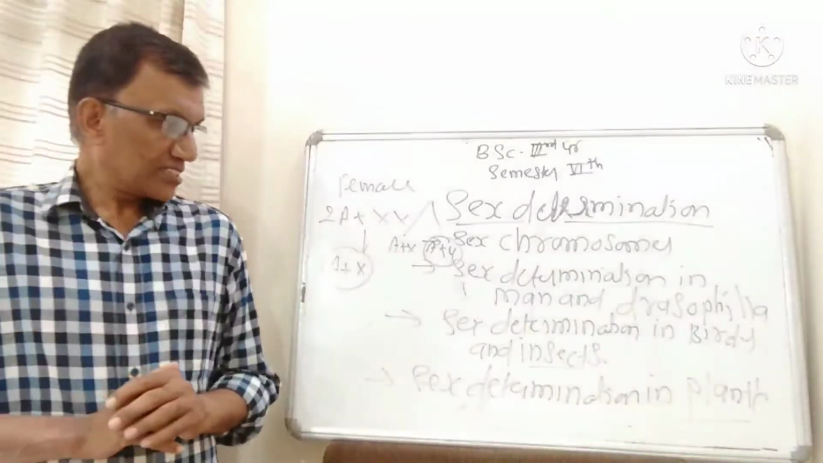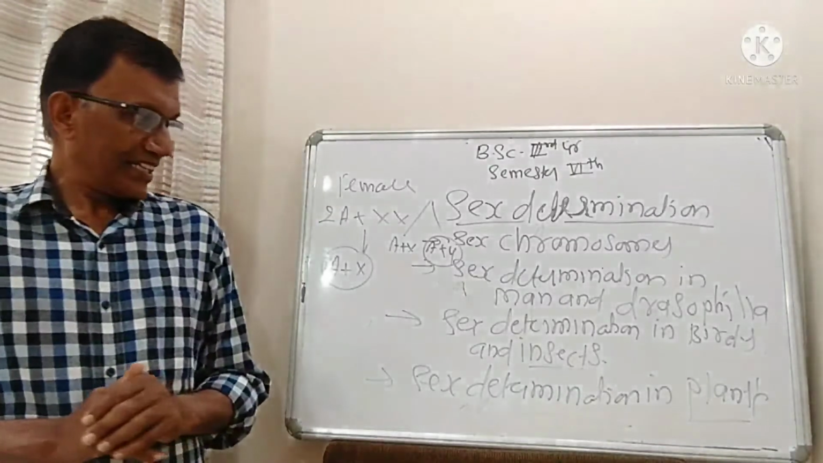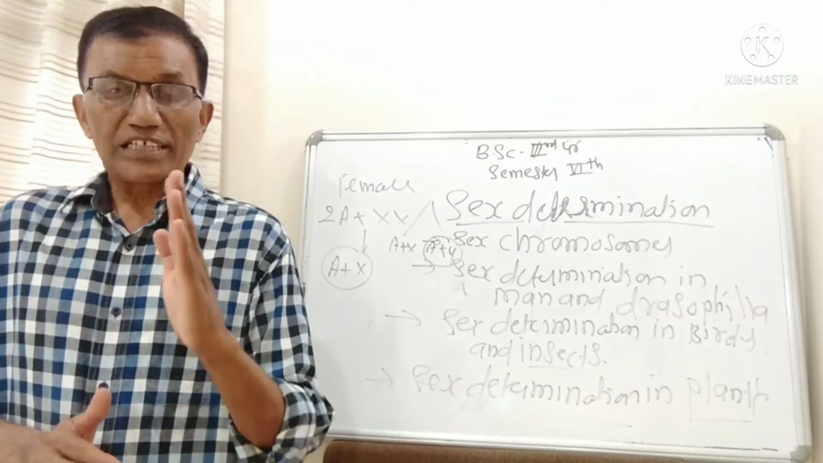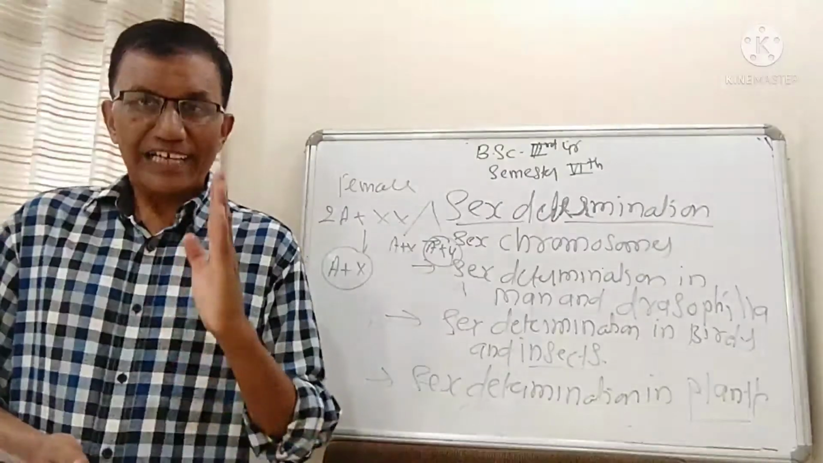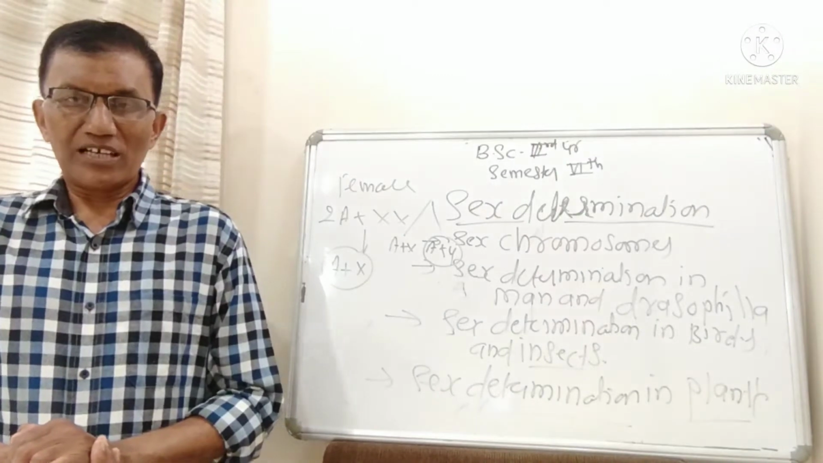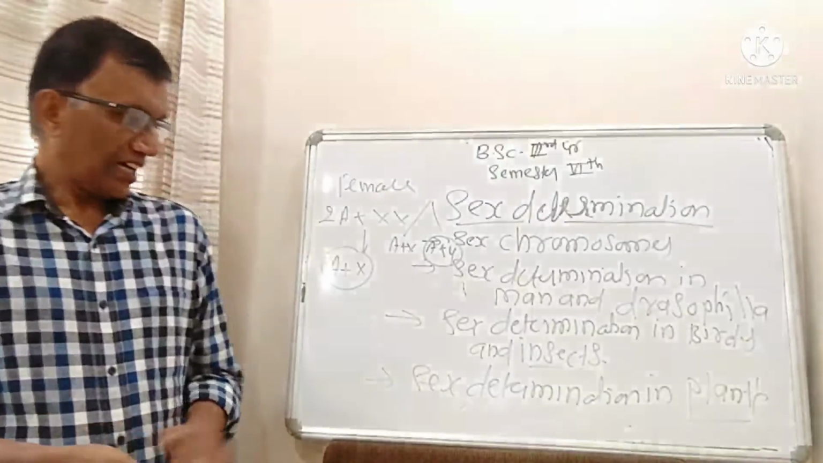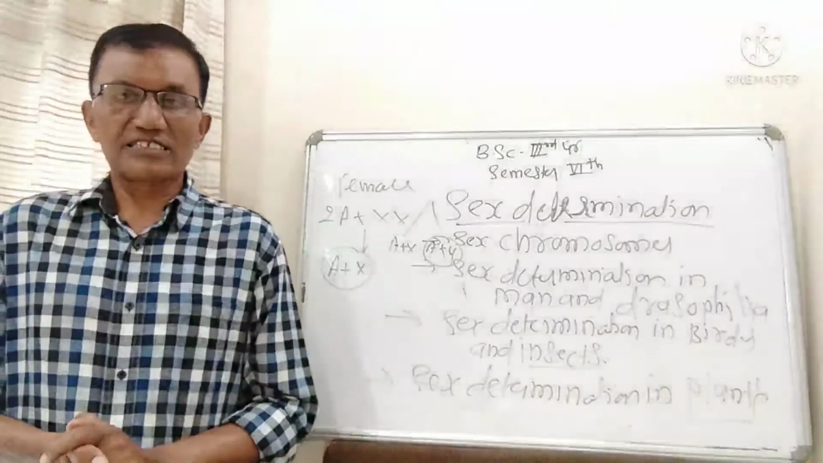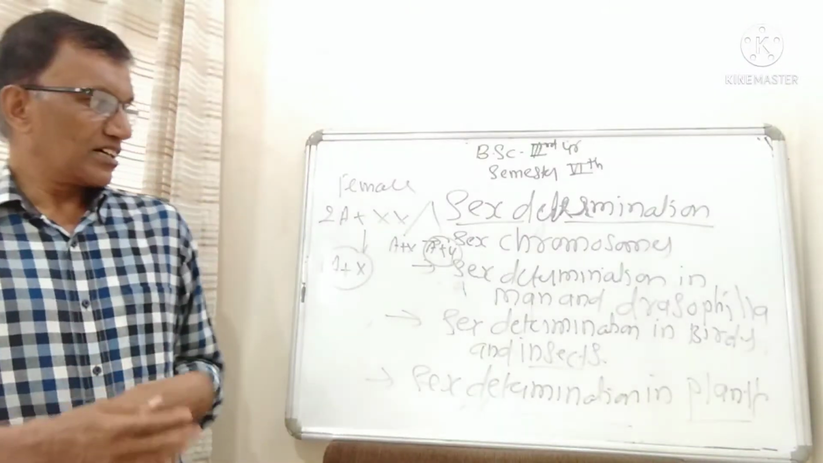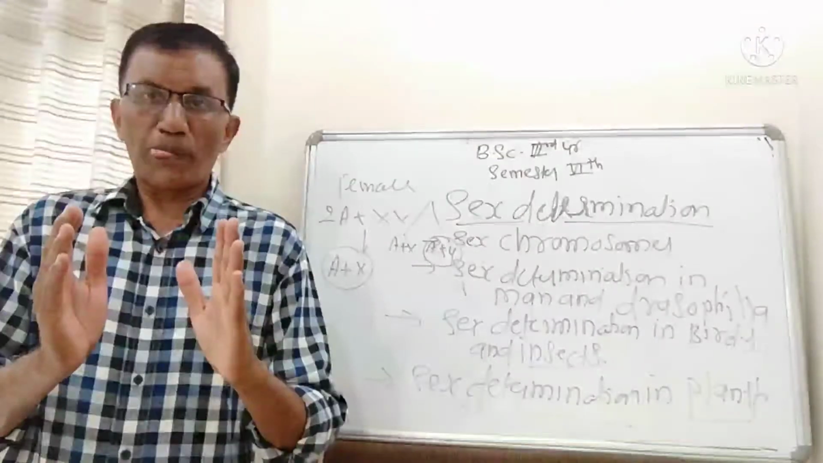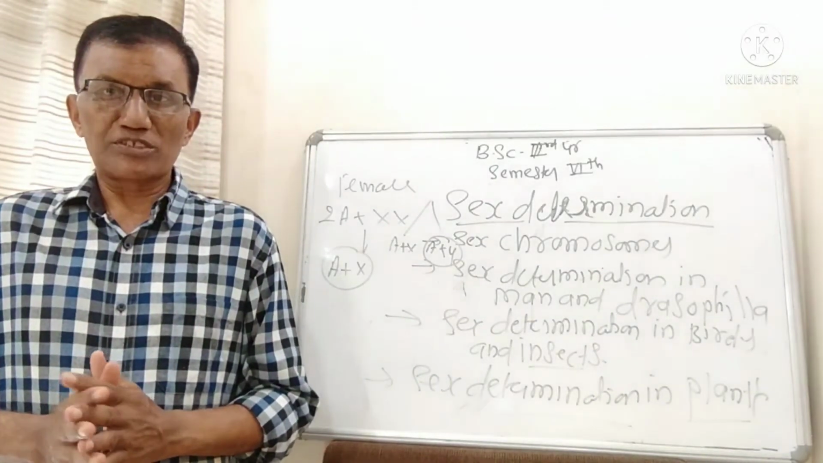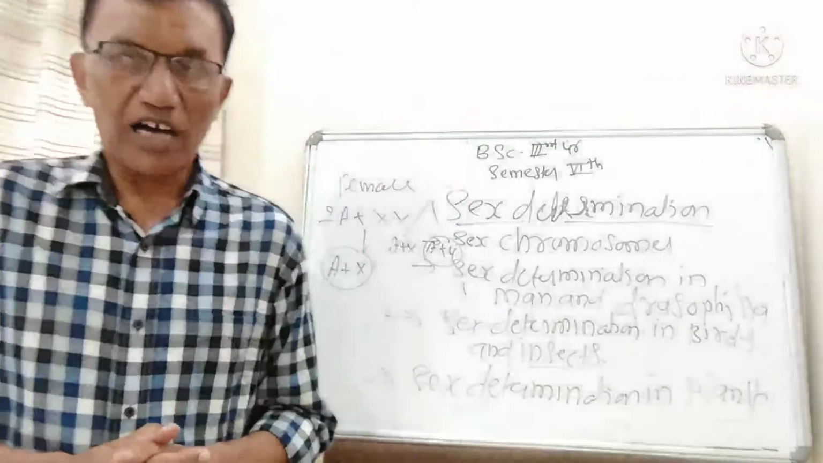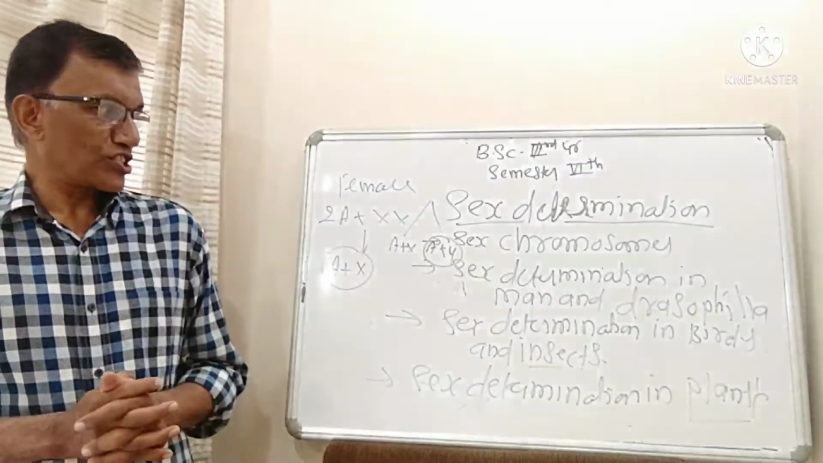Then while studying sex determination in birds and insects, whether in birds females are heterogametic or homogametic, and males are heterogametic or homogametic. And again, sex determination in Melandrium as a plant, how the sex is determined. You have to know the details regarding all these things. These are some of the important points mainly responsible for MCQ type questions. There will be MCQ questions on this chapter.